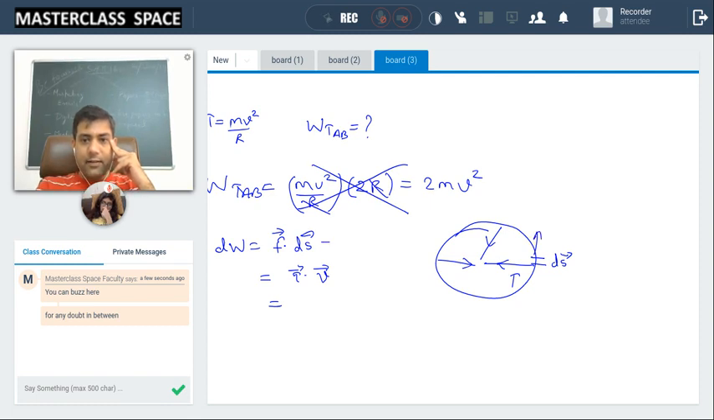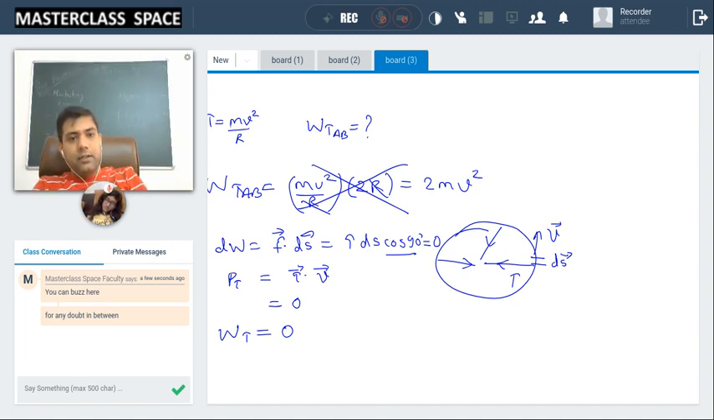F means T in this direction, towards radial. ds in this direction, tangential, and angle between them is what? 90. So the answer will come out to be 0. And if I say what is the power dissipated by tension, it is F dot V, tension dot V, velocity in this direction. This is also going to be 0 because cos 90 is 0. So work done by tension in moving a body from A to B or from A to anywhere, it is coming out to be 0.